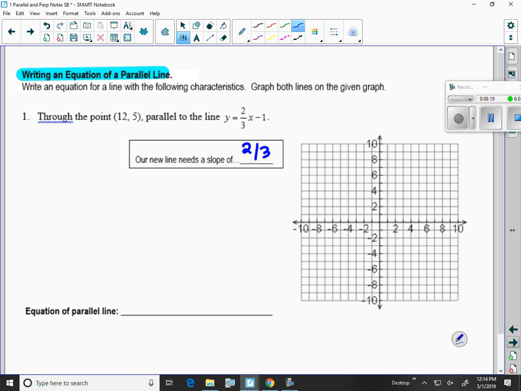So, if we're doing a new equation, for my point-slope people, if you want to do point-slope, that's fine. Okay? y equals mx plus b. I'm going to plug in my 5 for y, my 12 for x, and then my slope. If you want to do point-slope, I know it's at the top of your paper, so you can do it either way you want. 2/3 times 12 would be 24/3, which is 8.